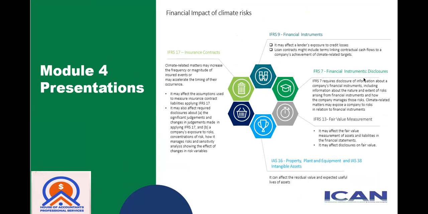IFRS 7 is talking about financial instrument disclosure. So it's going to affect the fair value, because we are going to be using fair value every year. It may affect the fair value measurement of assets and liabilities in the financial statements, and disclosure on the fair value. IAS 16, we've discussed that. Then insurance contracts. For those who are writing accounts, we have to take note of insurance contracts.